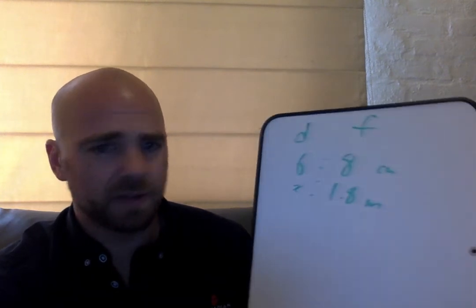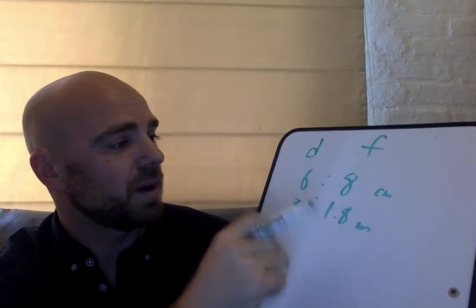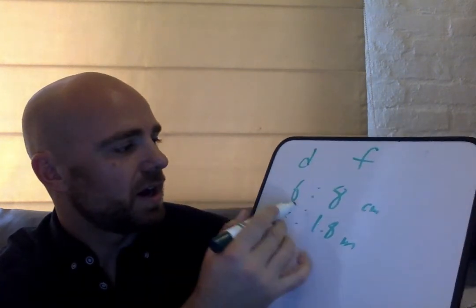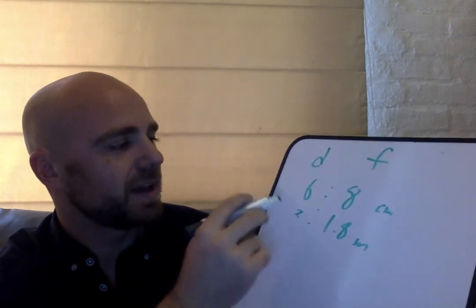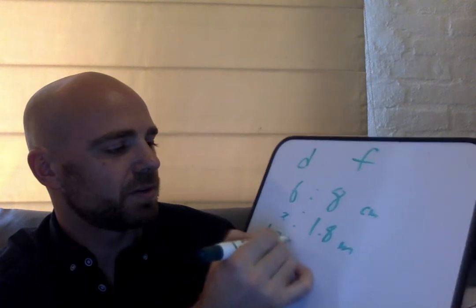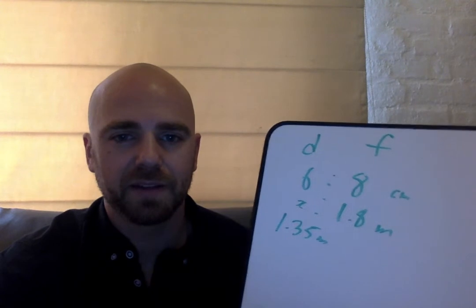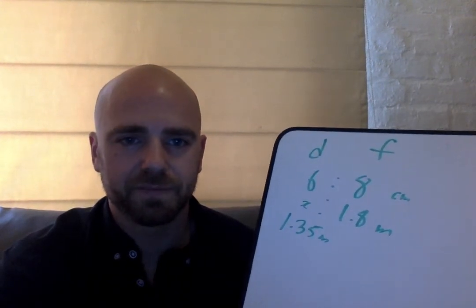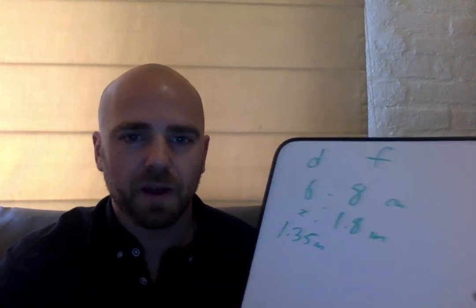We can change it to 180 centimeters if we wanted, and then we'll get the actual number as a big number. So 1.8 times 6 divided by 8 is going to give us 1.35 meters. So that is the actual height of our daughter. All right, I'm going to stop there.